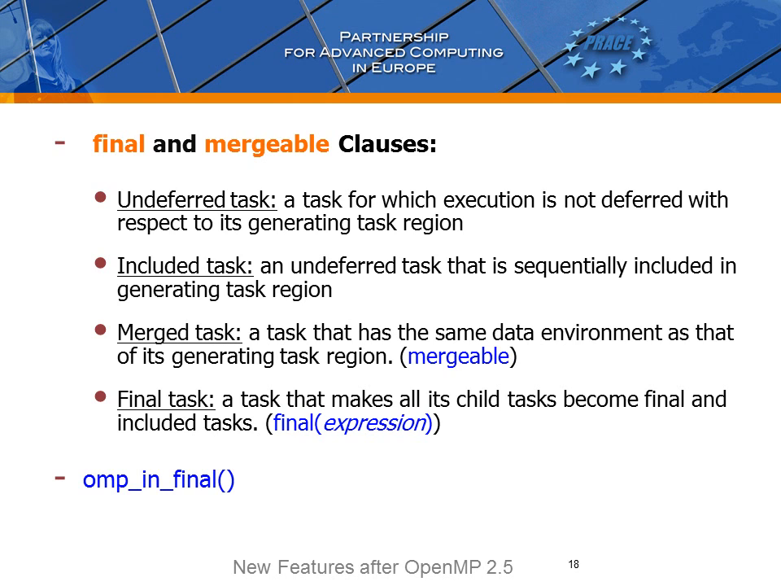A final task is a task that forces all its child tasks to become included tasks. If the expression evaluates to true, it specifies that the generated task will be a final task. All task constructs encountered during execution of a final task will generate included tasks. There is also a new runtime function called omp_in_final. It returns true if the routine is executed in a final task region.